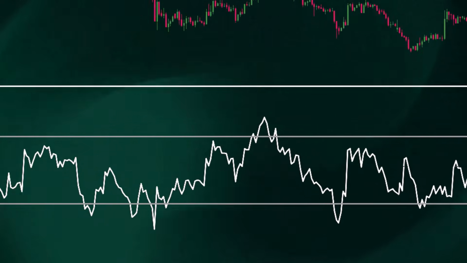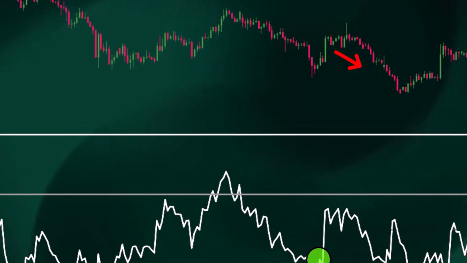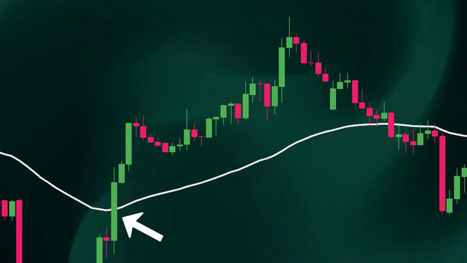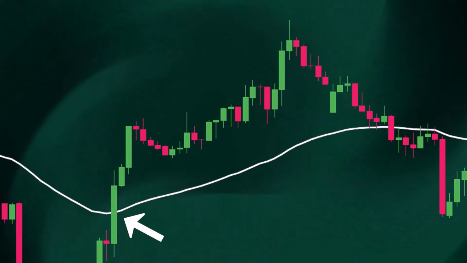Have you ever bought because the RSI gave a buy signal but the price kept falling? Or maybe you waited for a moving average to confirm the trend, but by the time it did, most of the move was already over.